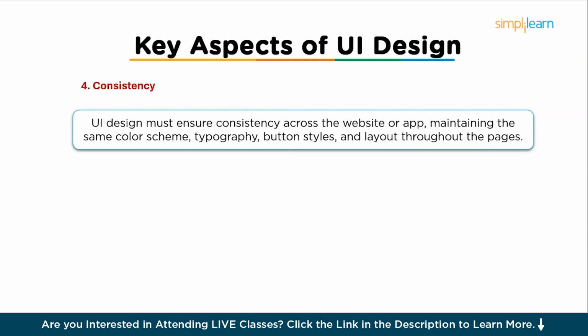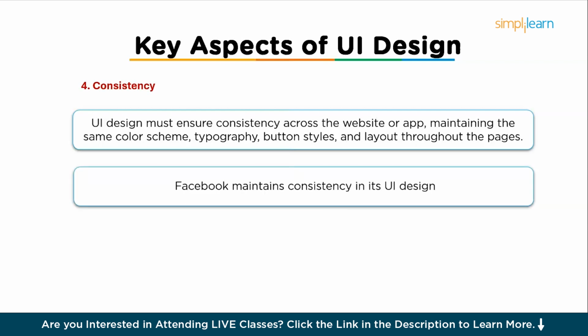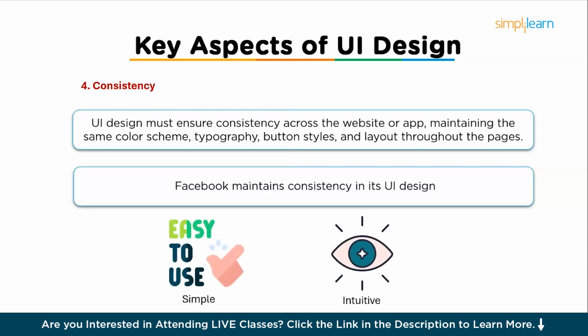So this uniformity makes the interface predictable and easy to use. Example is Facebook maintains consistency in its UI design by using the same button style, font, and color schemes across all its pages, making navigation simple and intuitive for the users.